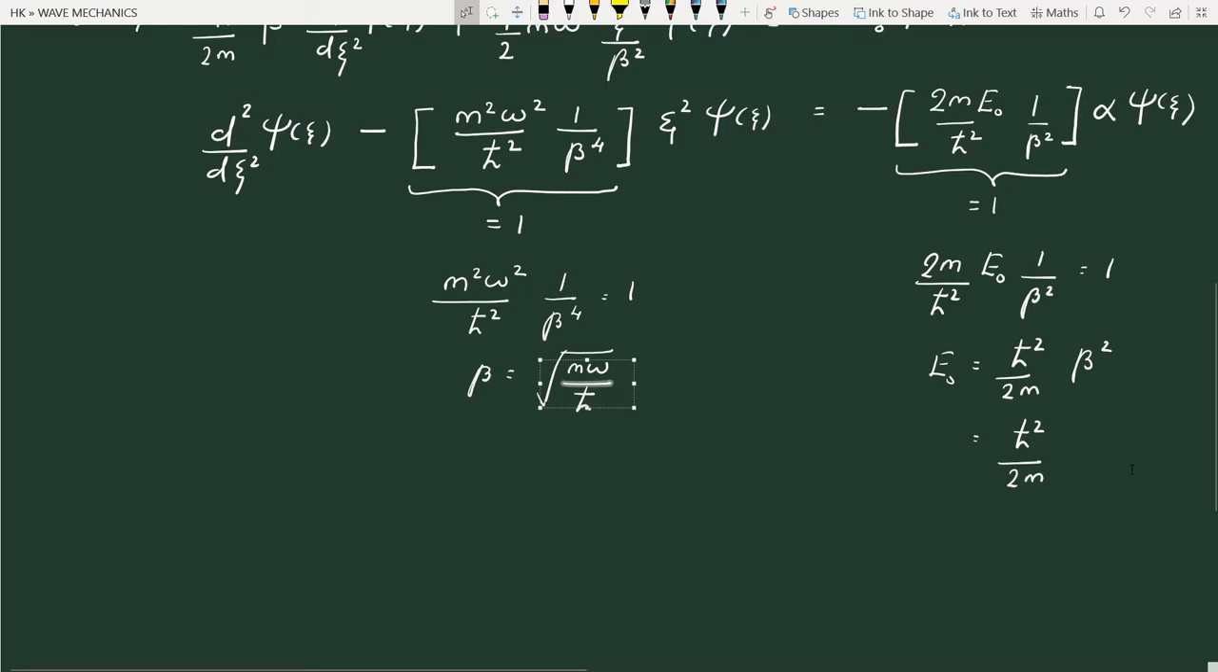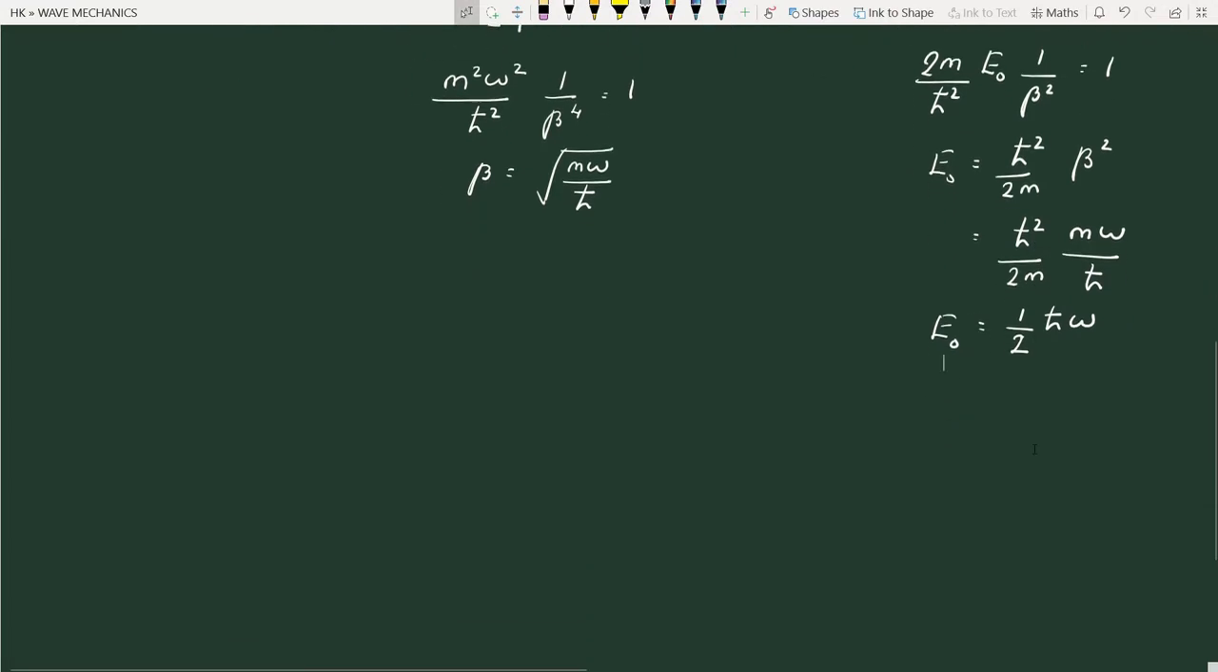So let us come here. Beta square is m omega by h cross. So h cross will cancel, mass will cancel. Here m is the mass of the harmonic oscillator, the oscillating particle. So what you get is half h cross omega. That is E0.